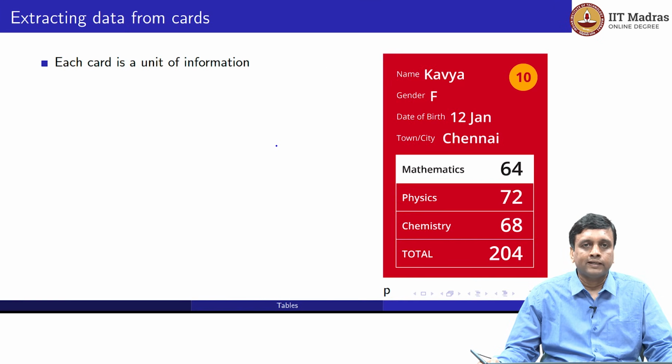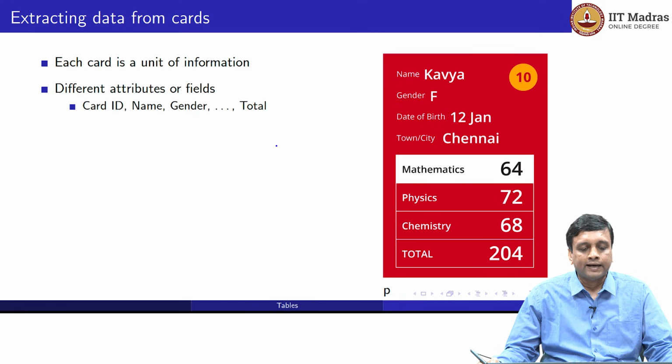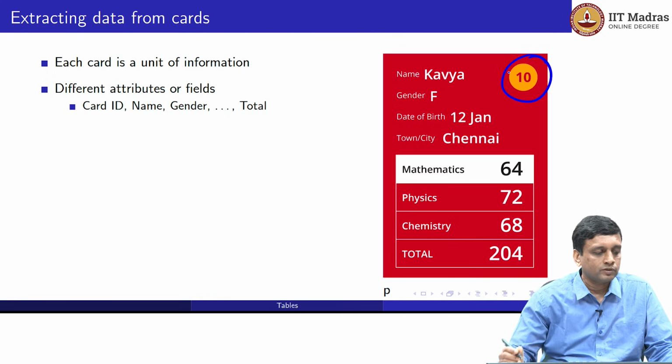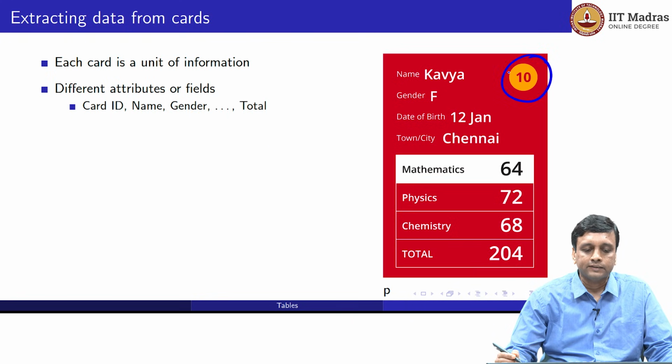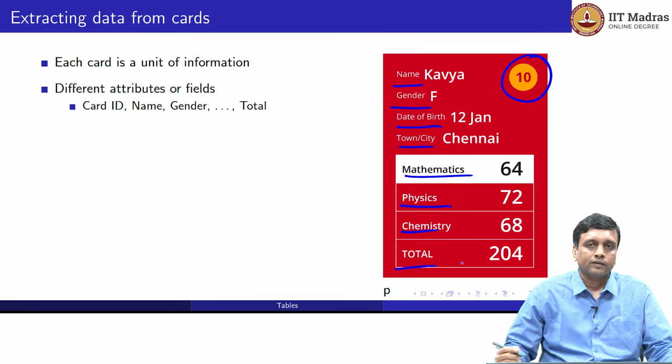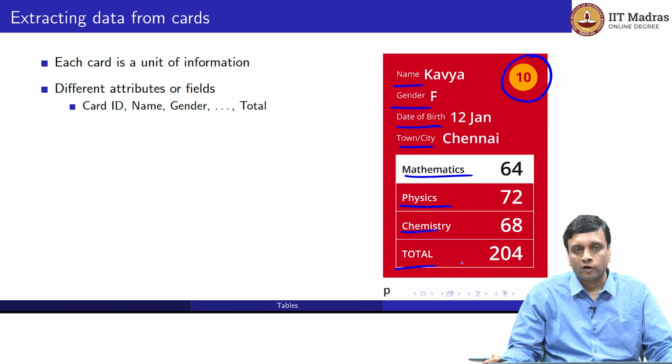For instance, when we had grade cards, each card was a unit of information about one student, and it had various attributes. For instance, there is the card ID, which identifies uniquely which grade card it is, and then we have these different fields like name, gender, date of birth, the different subjects, and the total. So what we need to do when we look at such a card as a human being is to identify all these important attributes and the values of them. For example, we can see that the physics marks is 72.